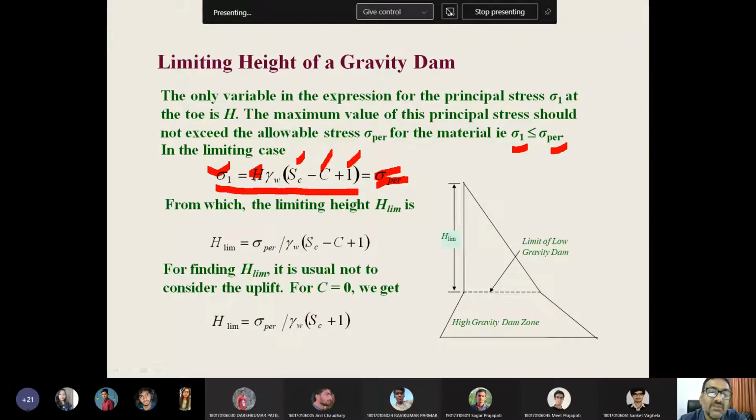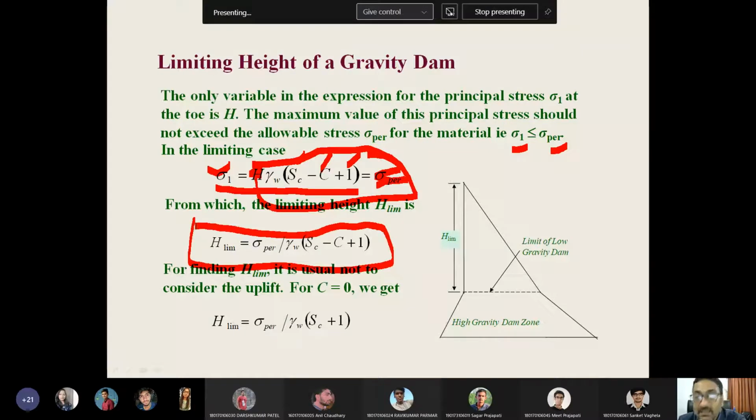So we convert this H into H limit, and this equation then becomes H limit is equal to sigma permissible divided by gamma W in bracket (Sc minus C plus 1). This is the equation for limiting height for a gravity dam to be a low gravity dam or a high gravity dam, but this describes the limiting height.